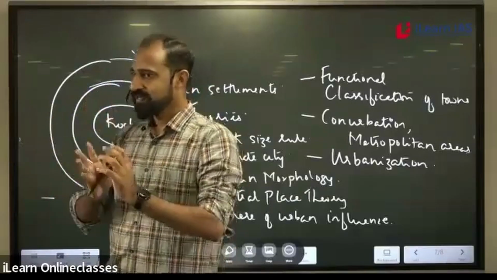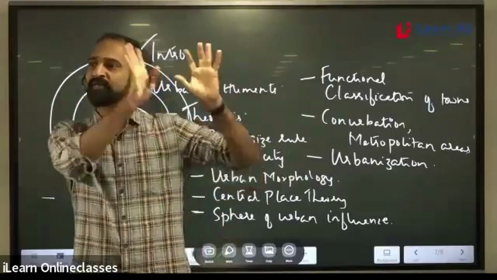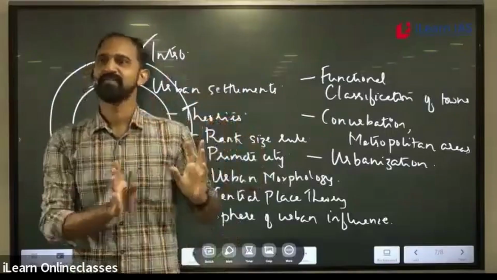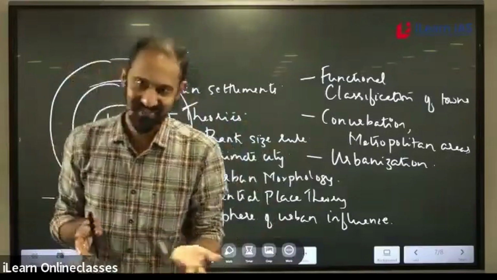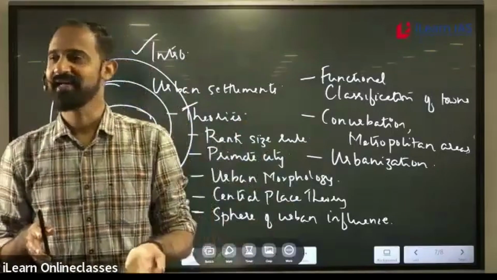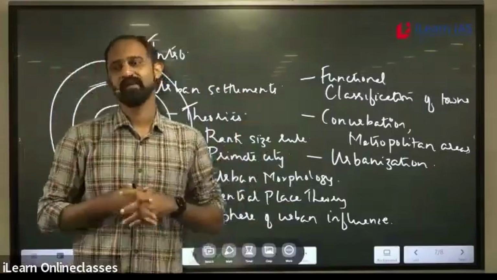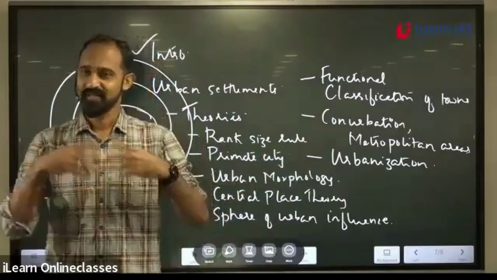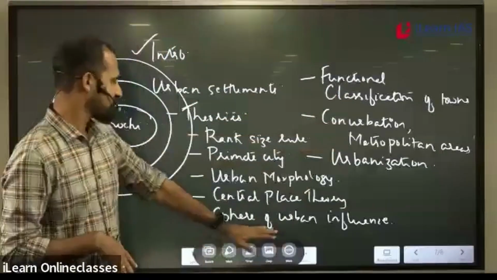That is, how large an area your city has as its influential area. And some global cities have the world as their influential area, for example New York or London. Such cities have global influence. That's also there, we'll study about that. This is the concept of sphere of urban influence.